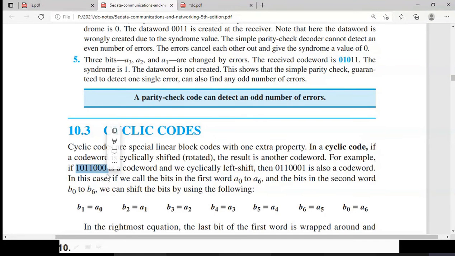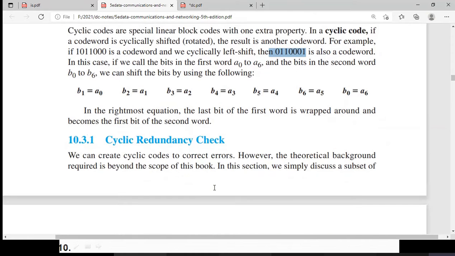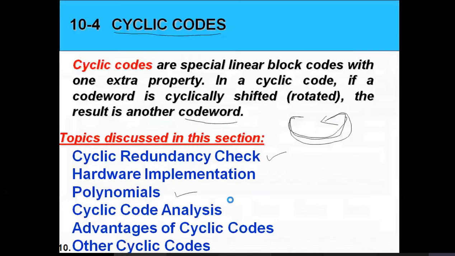Okay, so you can just observe this one. This one is shifted to the left side and that is rotated back, added to the same number. Okay, and you got this number, so this is also a valid code word. This technique of generating the valid code words is called cyclic codes. And there is a method called CRC, that is cyclic redundancy check.